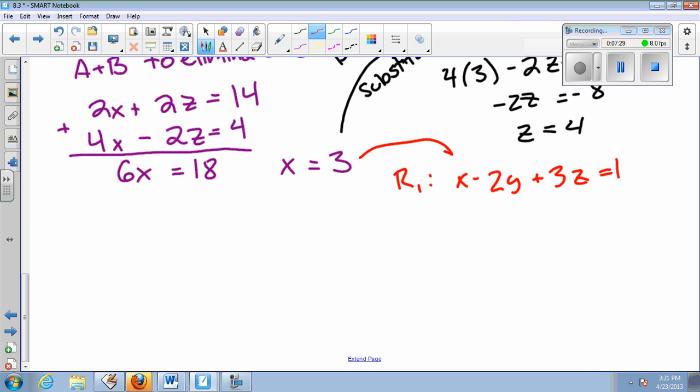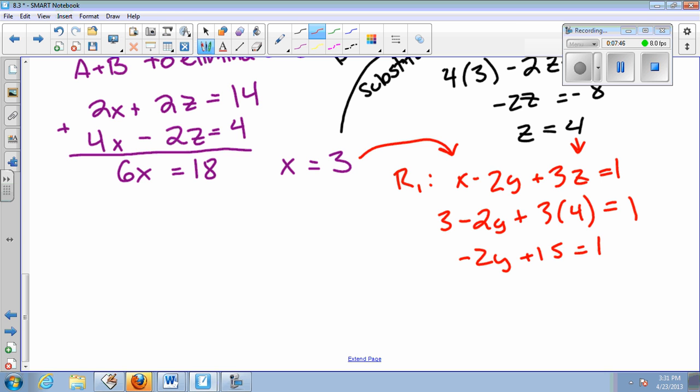And we're going to back substitute these values in right here. 3 minus 2y plus 3 times 4 equals 1. 3 times 4 is 12 plus 3, that's 15. Negative 2y equals negative 14, so y equals 7. We have now found all 3 of our variables, so we write our solution as a point, x, y, z: (3, 7, 4).